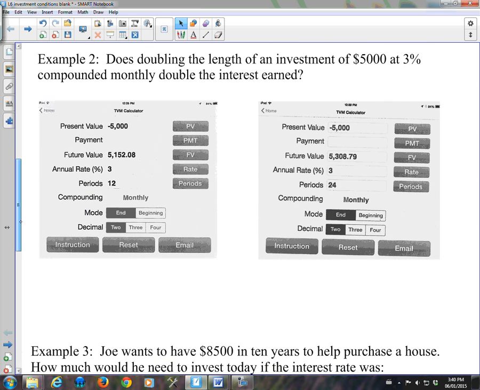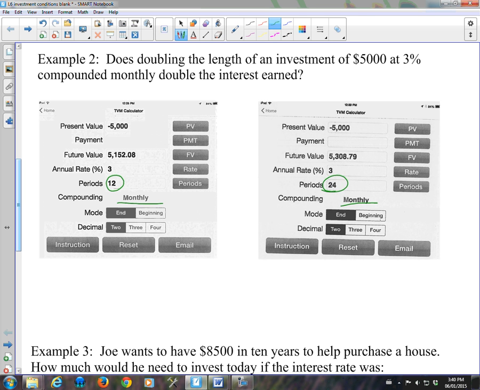Does doubling the length of an investment, so doubling the time, if you invest $5,000 at 3% compounded monthly, double the interest earned? So I've got my 5,000, make sure it's negative 5,000 for your present value. Our 3% entered in the rate, make sure that we have monthly on our compounding, and then we're doubling the time. So I just chose to go with 12 months, and when I double that, it would be 24. So I did it twice.